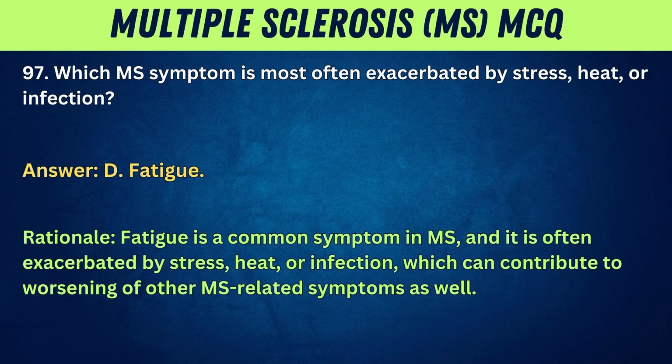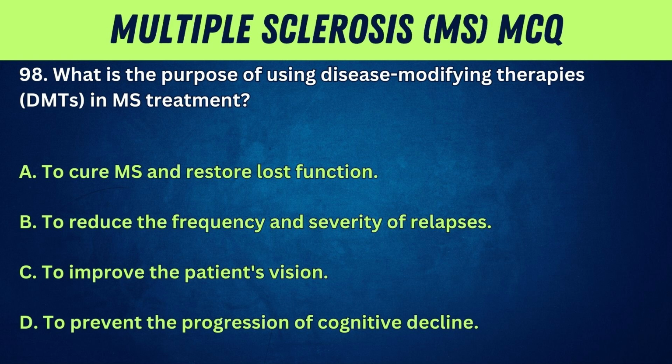Answer. D. Fatigue. Rationale. Fatigue is a common symptom in MS, and it is often exacerbated by stress, heat, or infection, which can contribute to worsening of other MS-related symptoms as well. 98. What is the purpose of using disease-modifying therapies, DMTs, in MS treatment?